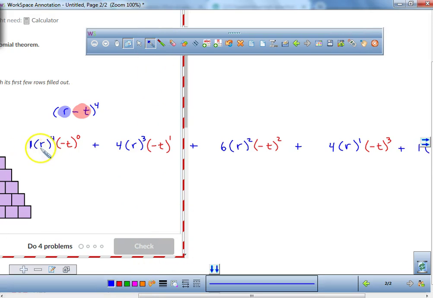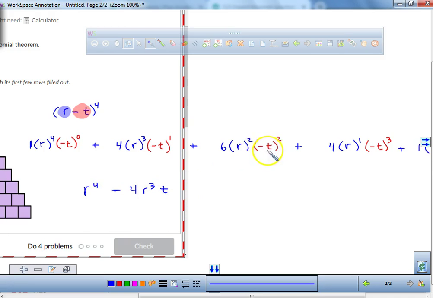So here we go. Here's our final answer. I have a 1, I have an r to the 4th, and I have negative t to the 0. What's anything to the 0 power? 1. So all I'm left with is just r to the 4th. Now, this is a 4. This is r cubed, but I have a negative t to the power of 1. So is that negative sign going to impact this? It is, isn't it? So this is actually going to be minus 4r cubed t. r to the 4th minus 4r cubed t.